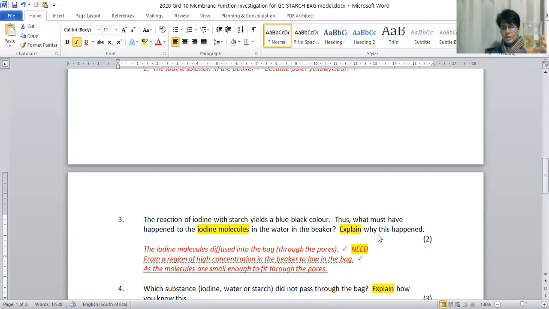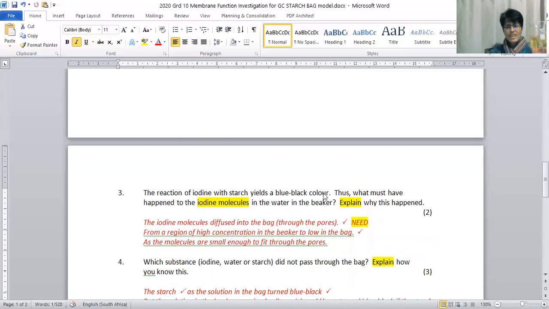And it's by diffusion. You could also have said it goes through the pores, though you didn't have to say that. There's something about the iodine molecules diffusing into the bag, and then something about why they do that, because there's a difference in concentration. Okay, I could have actually made this out of 3 marks. And then we could talk about number four.